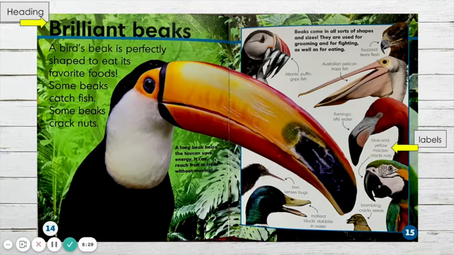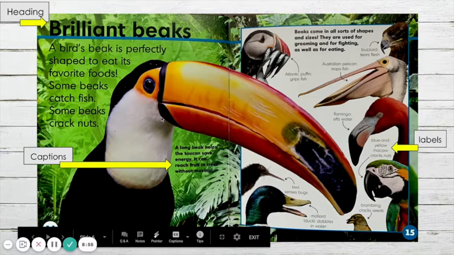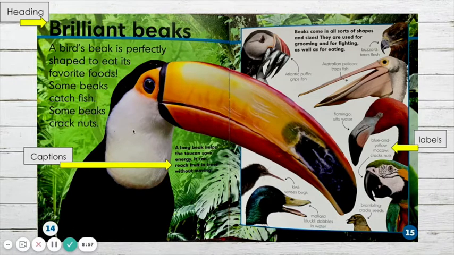What about this? It's not a label per se. What is it? It's a caption. There are 2 captions. There's a caption here and a caption here at the top of page 15. Now, captions explain what a photograph or illustration is about. So this caption is describing what this big photograph of the toucan is about.